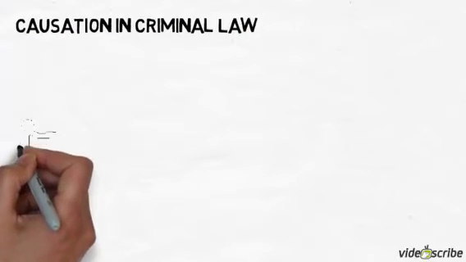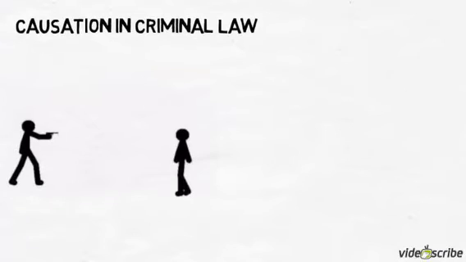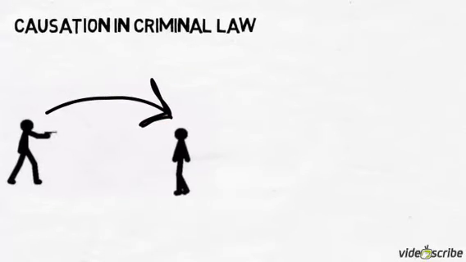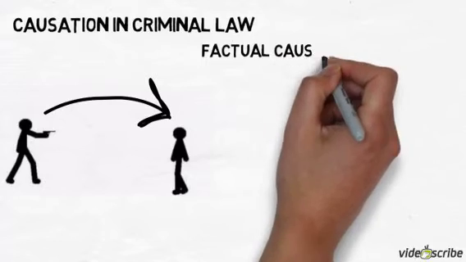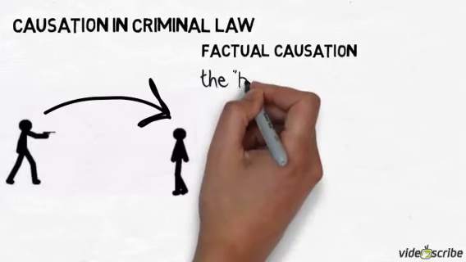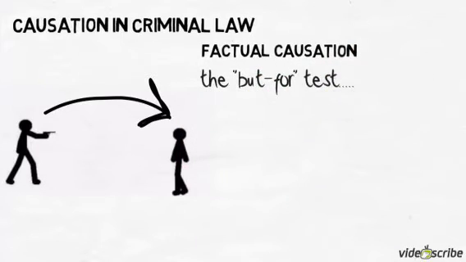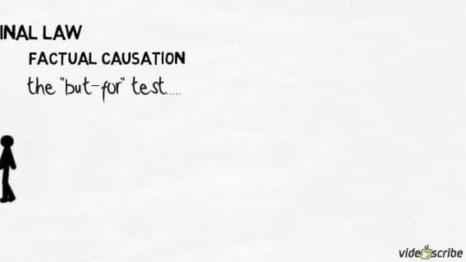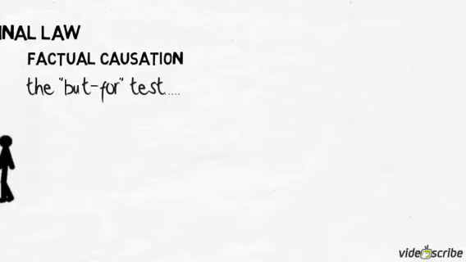The first thing to check to prove whether the defendant has caused the crime he is accused of is to do the test for factual causation. This requires us to do the but-for test and ask whether the crime would have occurred but for the defendant's actions. In other words, whether it would have happened anyway, regardless of the defendant's act.